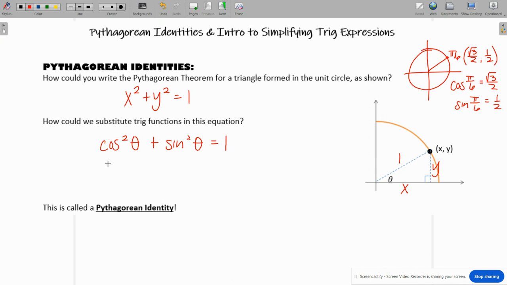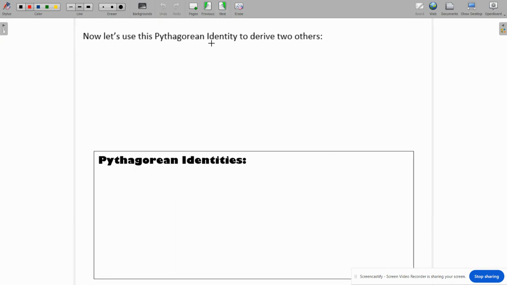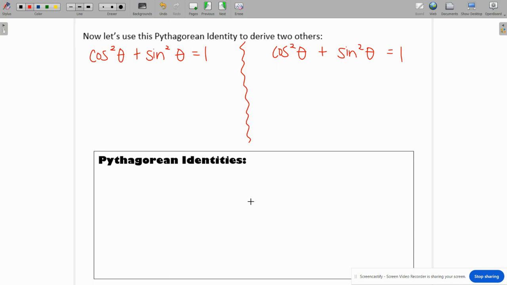If you're on a quiz or a test, you're going to be asked to use all three of them. As long as you know this one, you're going to be okay because you're going to be able to calculate the other two as well. In the next part of your paper, it says, now let's use this Pythagorean identity to derive the other two. I'm going to rewrite it: cosine squared of theta plus sine squared of theta equals 1. I'm going to rewrite it twice because we are going to utilize this to come up with the other two.